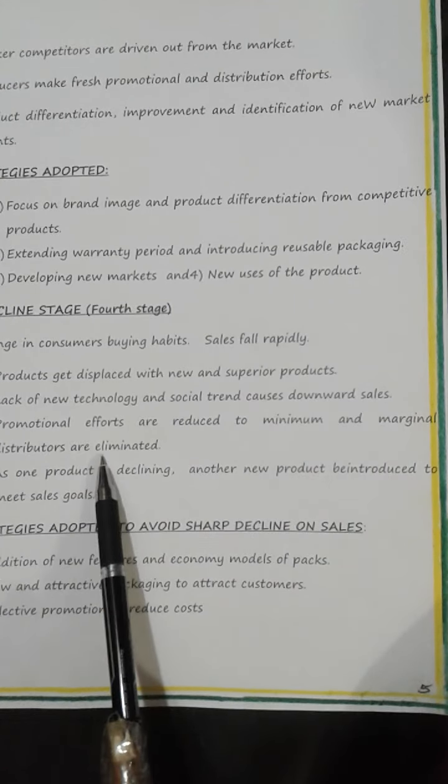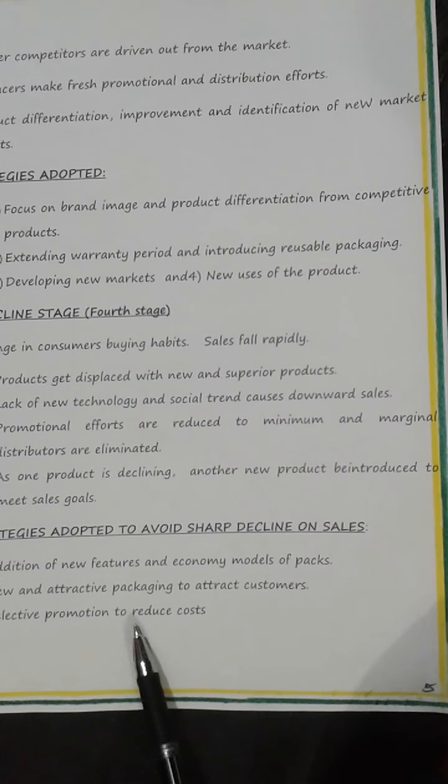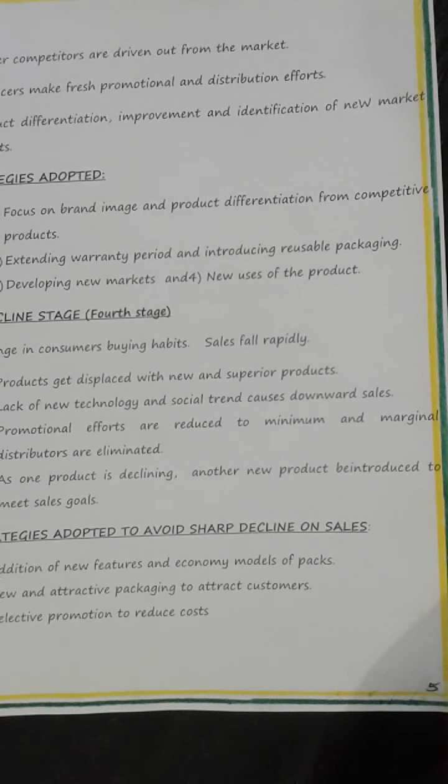We know what type of package we make. Then package is very important. Packaging and labeling is very important, children. Third one is selective promotion to reduce cost. So what type of promotional activities are involved? So I told you already, reducing the cost is increasing the profit. So you must reduce cost too, so as to maximize profit.